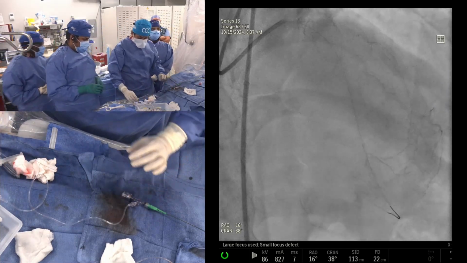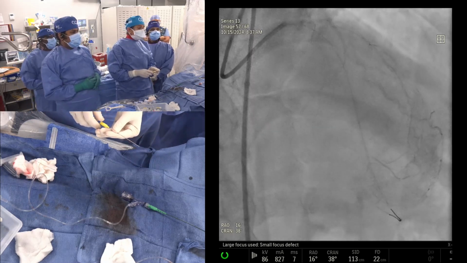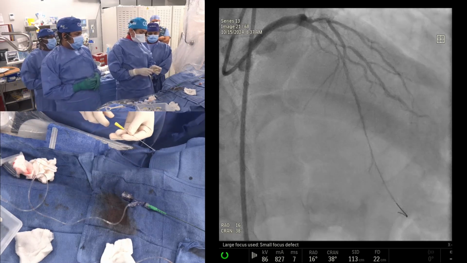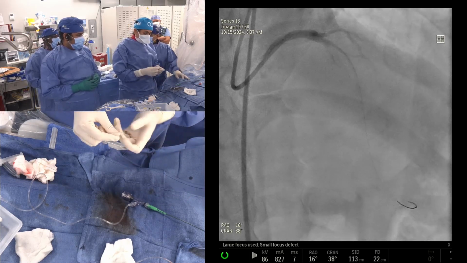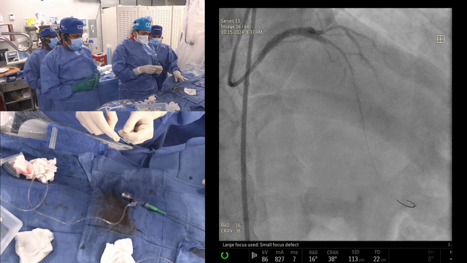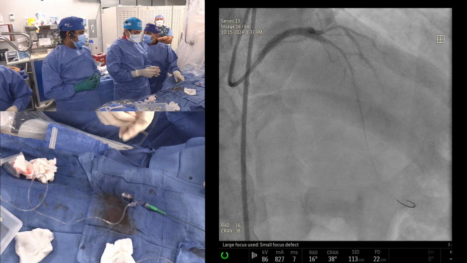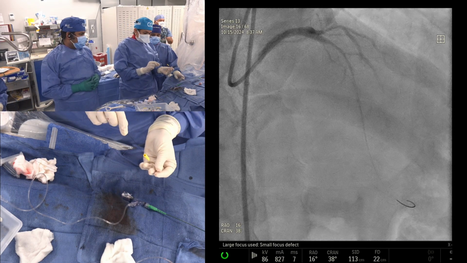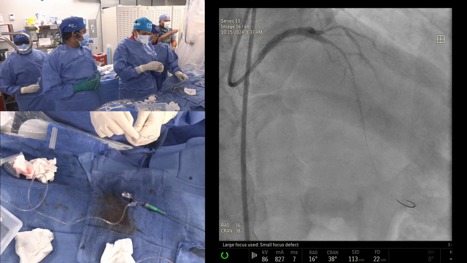Isn't 2.75 too generous for the diagonal? No, we are talking LAD. Okay. We can do mini-crush with the 6 French. Yeah, exactly. Two 2.5 stents will go, but a 2.75 will not go. A 2.5 by 12 non-compliant balloon. Or yeah, give a 2.5 cutting balloon.